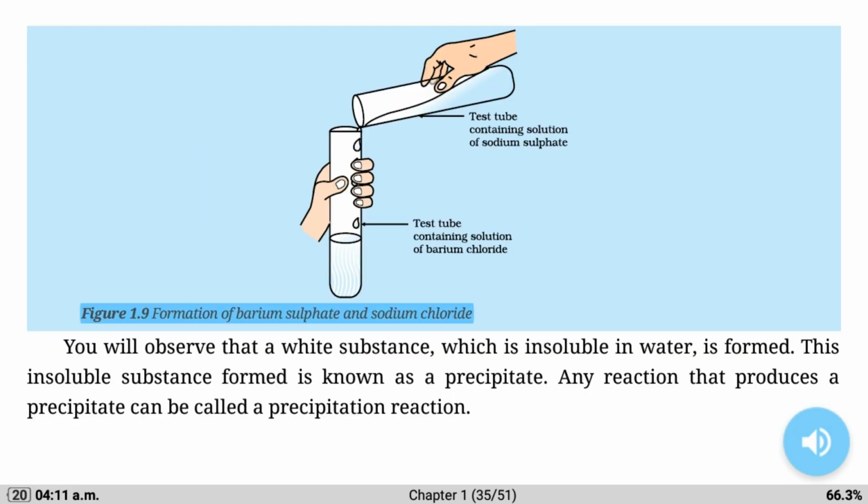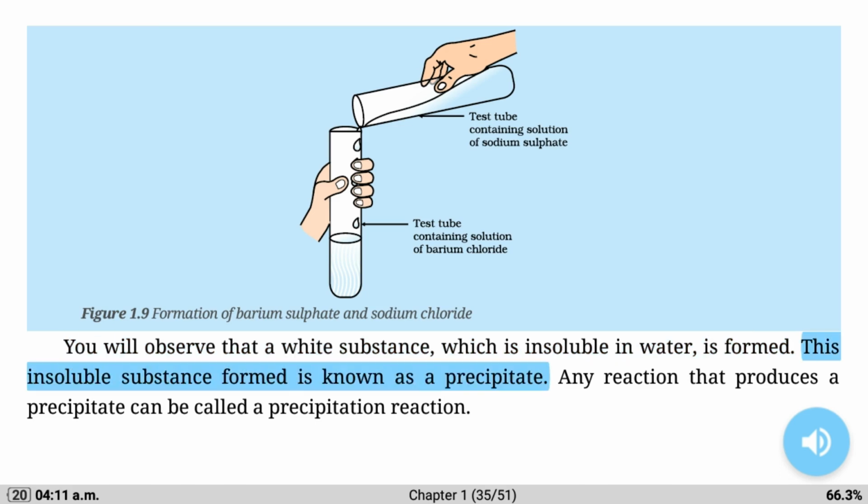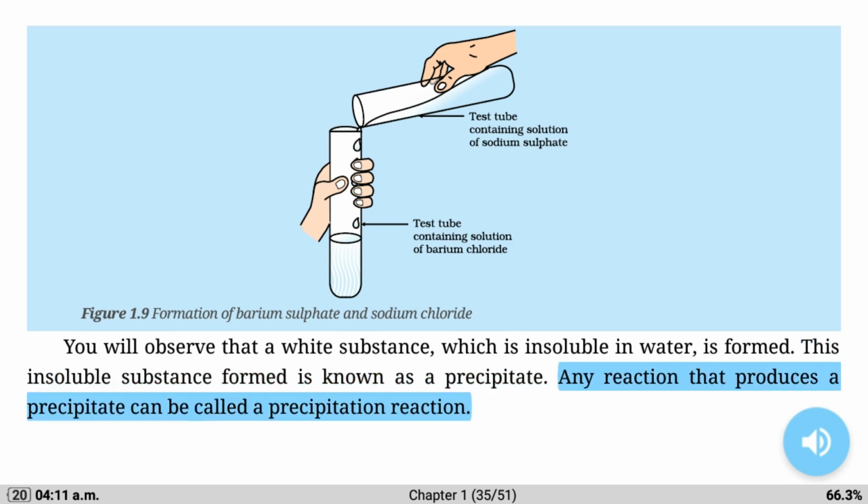Figure 1.9 Formation of barium sulfate and sodium chloride. You will observe that a white substance, which is insoluble in water, is formed. This insoluble substance formed is known as a precipitate. Any reaction that produces a precipitate can be called a precipitation reaction.